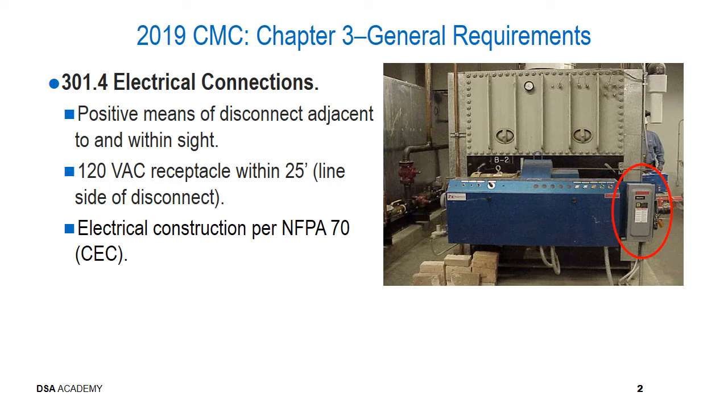The electrical construction obviously has got to comply with the California Energy Code, and obviously the model code for that is NFPA 70.